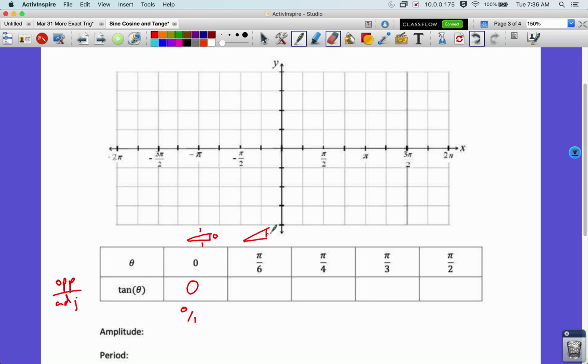All right, our 30, 60, 90, so 1, 2 and the square root of 3. Opposite over adjacent is 1 over root 3. Plug this into my calculator, 1 divided by the square root of 3.